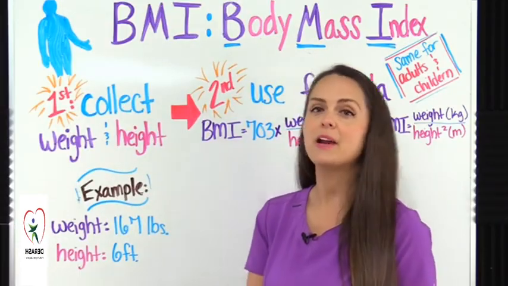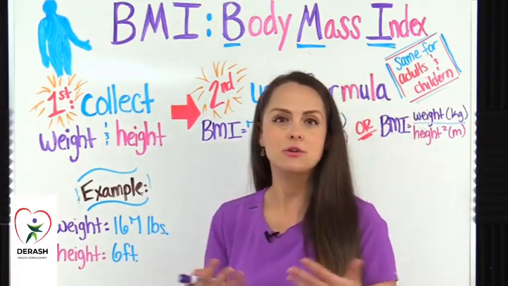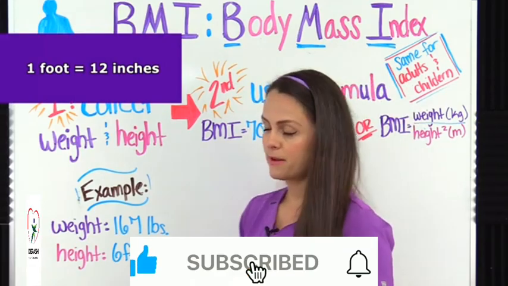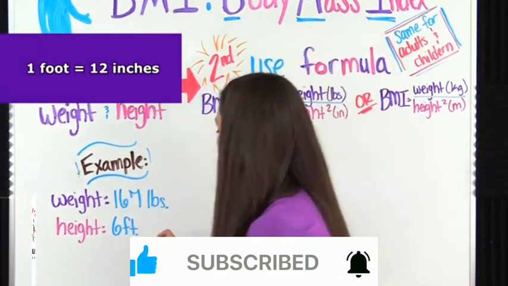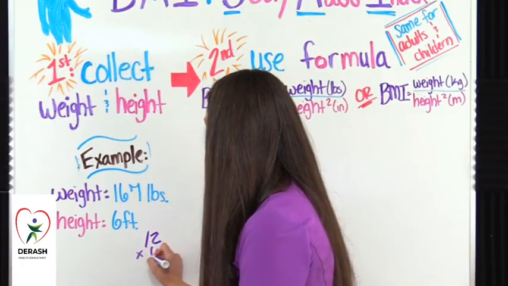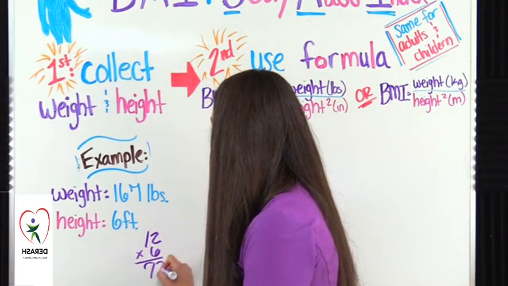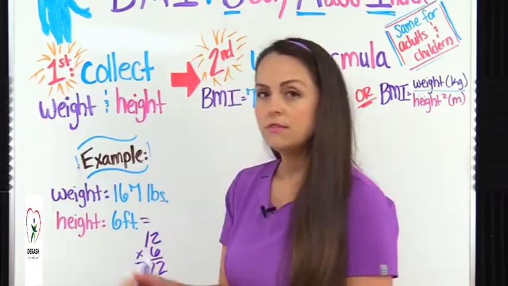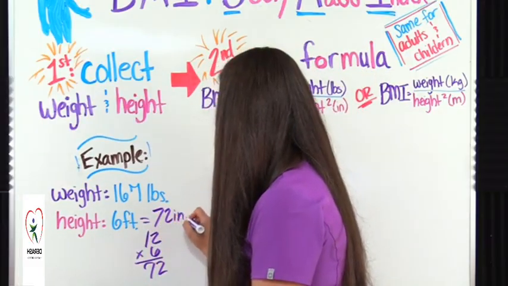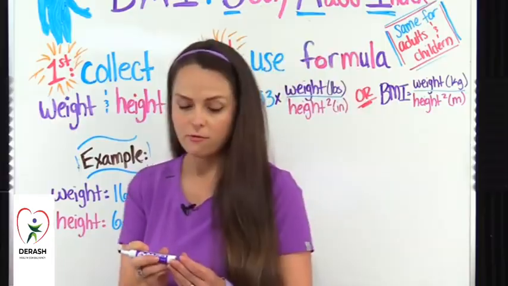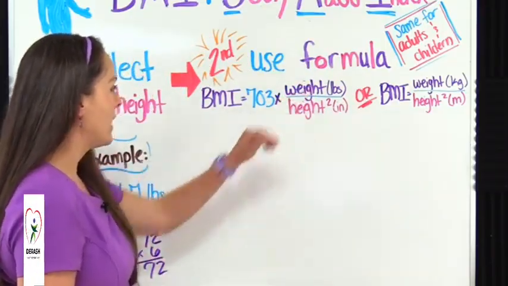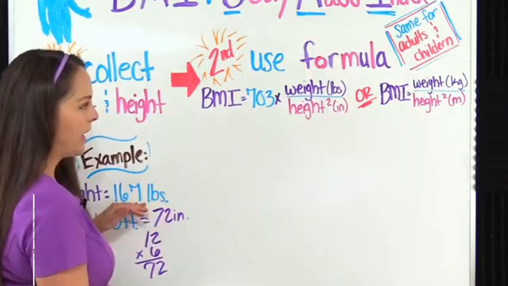And to do that, you want to ask yourself, how many inches are in 1 foot? Well, we know that there are 12 inches in 1 foot. So what we're going to do is multiply 12 by 6, and that gives us 72. So 6 feet is equivalent to 72 inches. Now we are ready to use our formula. So first, let's plug in our weight, which was 167 pounds.